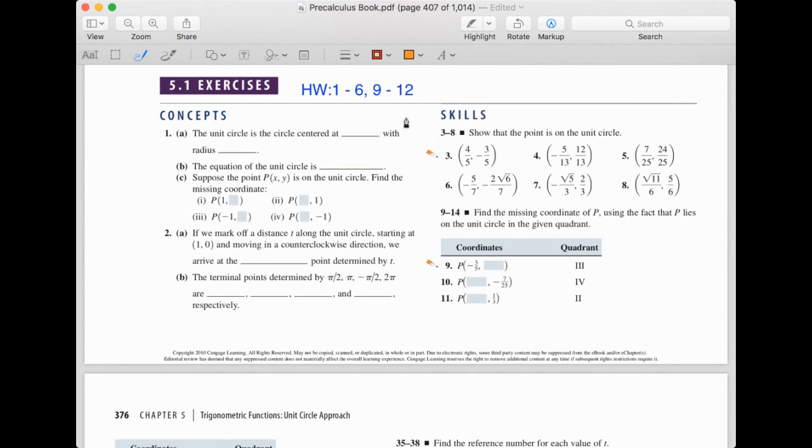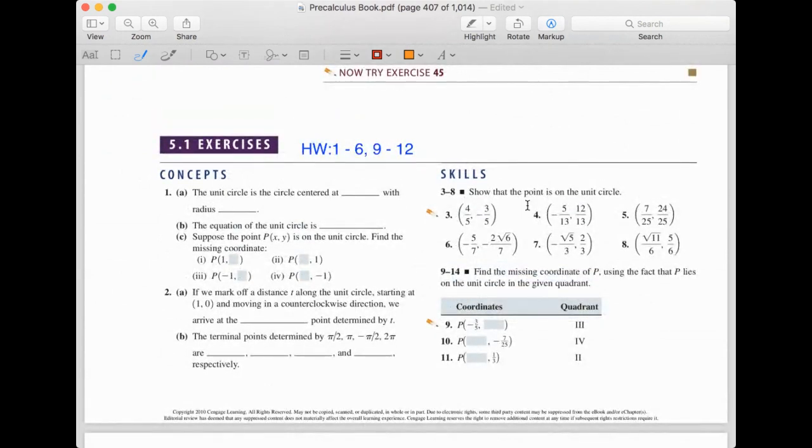Anybody have any questions? So for this homework, 1 and 2 are conceptual, to make sure we understand the idea of this section. 3 and 4 try to find the points on the unit circle.